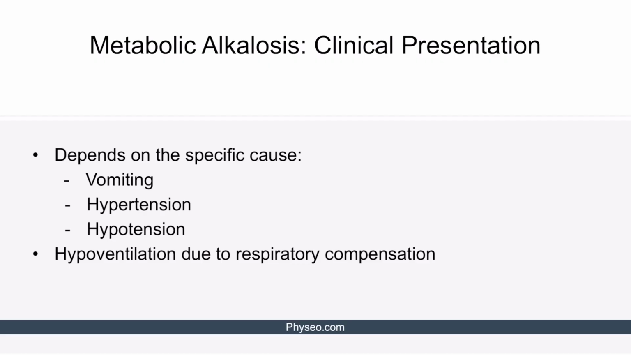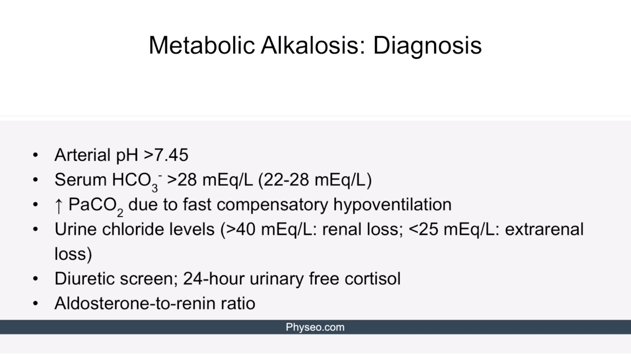Clinical presentation of metabolic alkalosis depends on its specific cause. Symptoms might include vomiting, hypertension, or hypotension. Patients with metabolic alkalosis present with hypoventilation due to respiratory compensation. Let's talk about the arterial blood gas findings in metabolic alkalosis. Arterial pH is more than 7.45, and serum bicarbonate levels are more than 28. Partial pressure of carbon dioxide is increased due to fast compensatory hypoventilation.